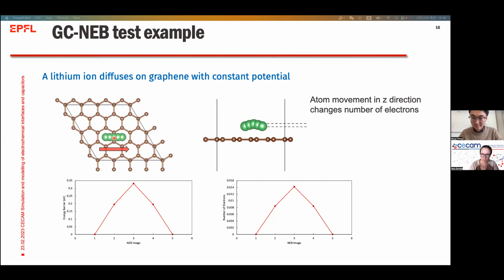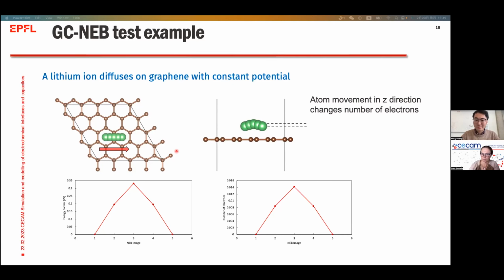But I see there's no difference in the barrier when you use the constant potential, constant charge. And also I'm wondering what is the potential here you put when you calculate barriers?